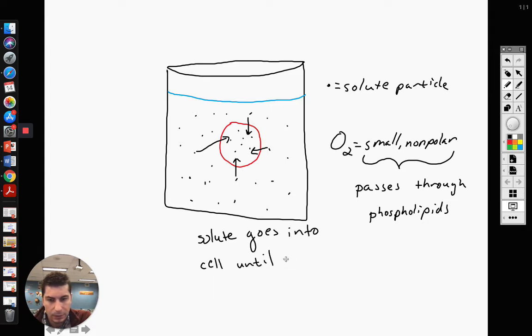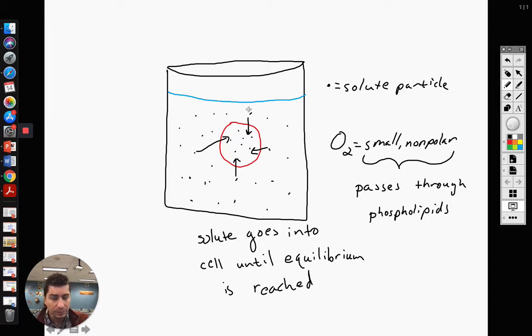Until equilibrium is reached. Does that necessarily mean we are going to have the same amount of solute particles inside compared to outside? No, it does not. It's a concentration of solute to solvent.